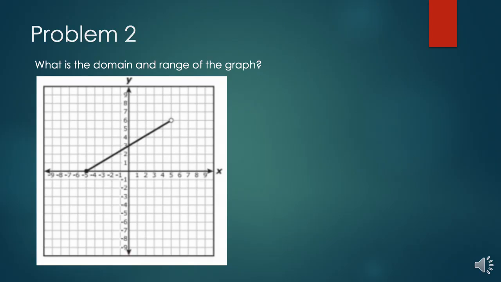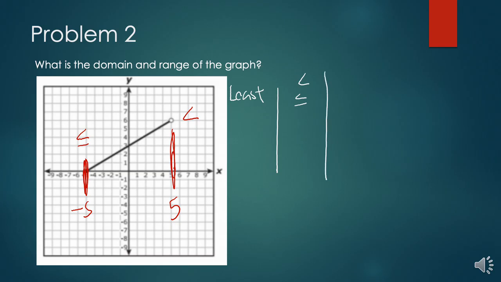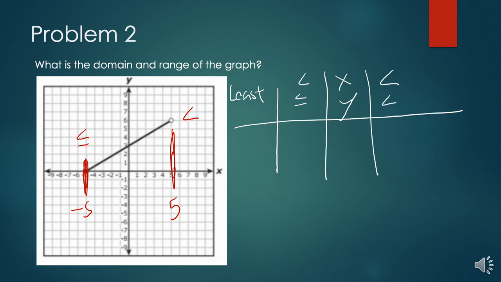So starting off with the domain, I'm going to start on the left side. Here I have -5, and that was a closed dot, so I'm going to put my less than or equal to sign. I'm going to go to the right side. It's bounded at 5, and I see an open dot, so that's a regular less than. So now I can make my graphic organizer again. Least, signs, and then greatest.